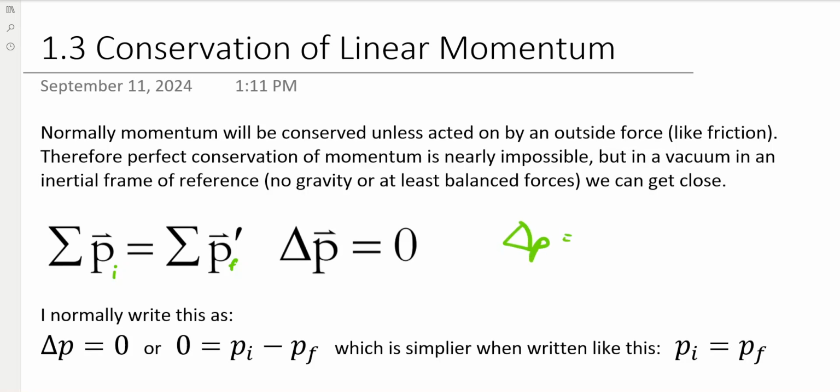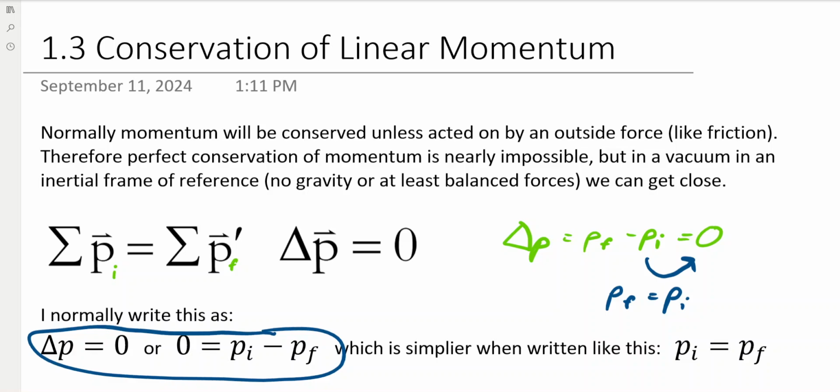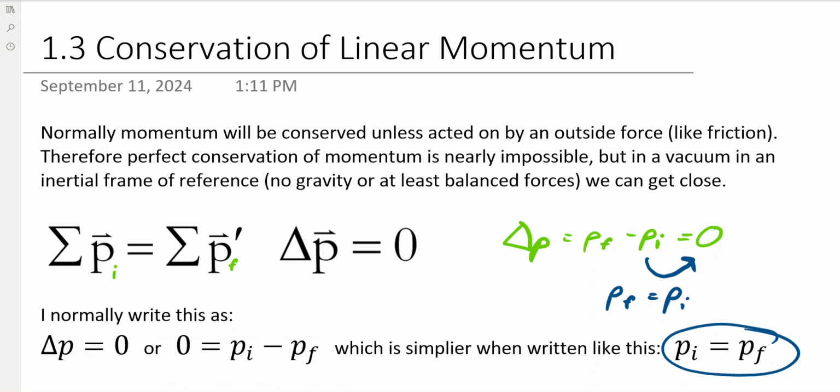delta P. Well, delta means final minus initial, by the way. So delta P is 0 in a conservation of momentum situation, which ends up meaning the same thing, because if we move the PF or PI over, PF must equal PI. So it means the same thing as before. We normally would write it like this, or simpler, we kind of skip ahead to this statement. Really that just means all the initial equals all the final.